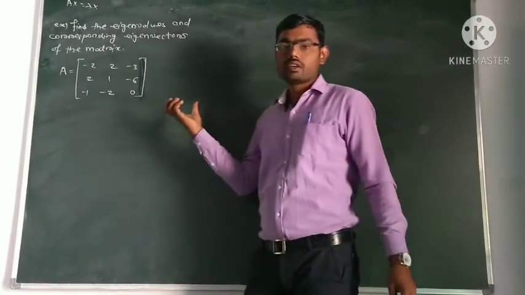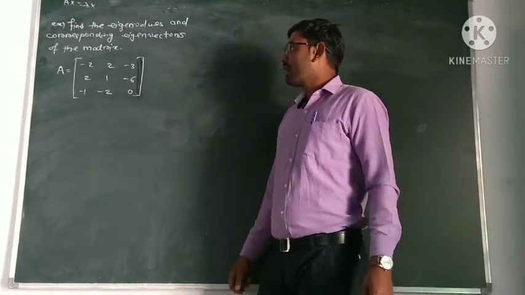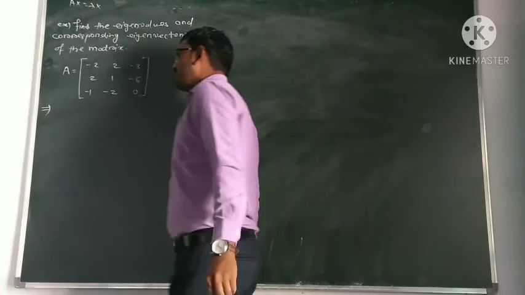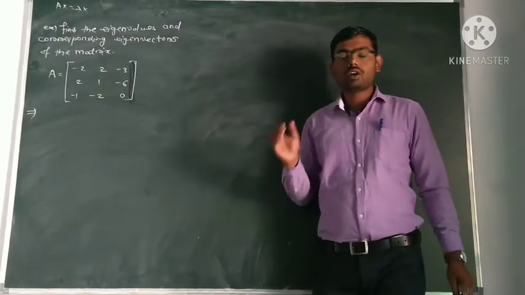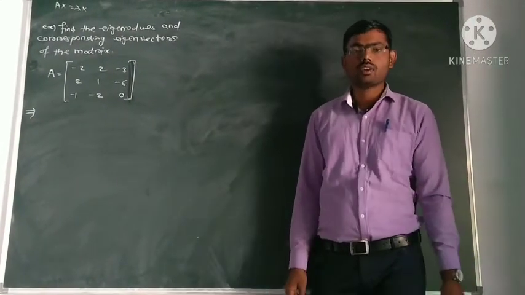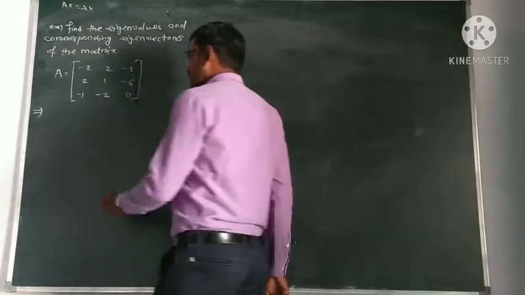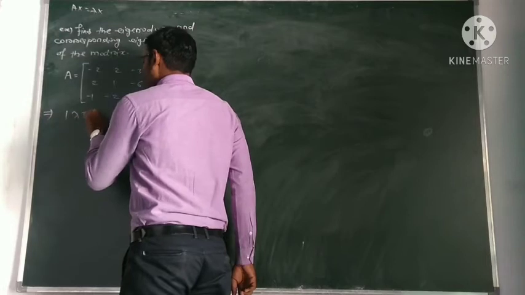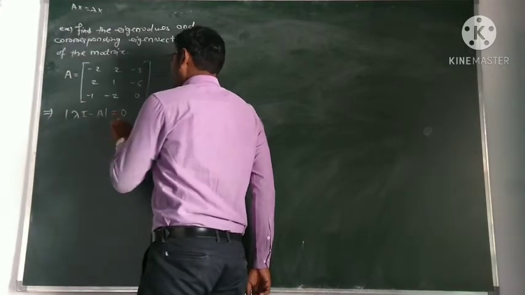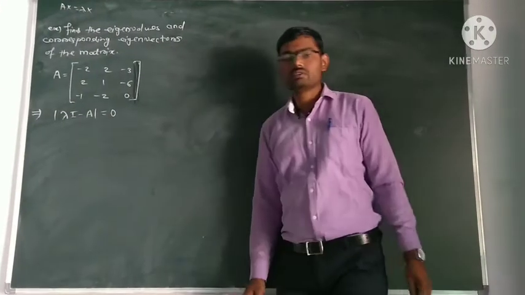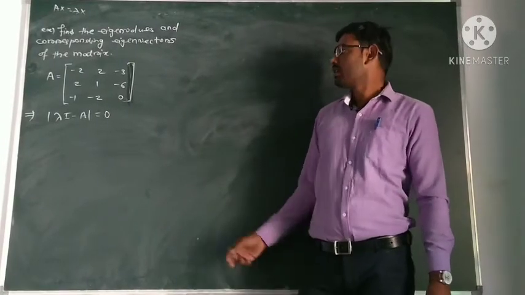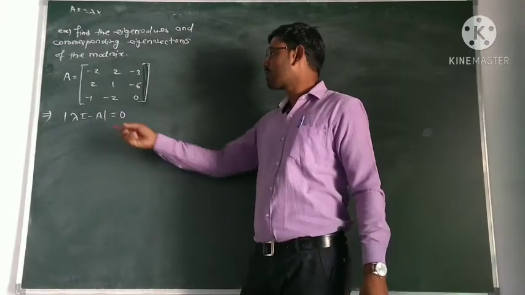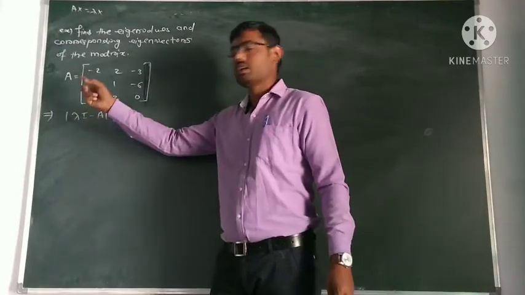this matrix to find the eigenvalues. Okay. So how to find eigenvalues? We know that to find the eigenvalues, we have to focus on the characteristic equation of the matrix. What is the characteristic equation? The characteristic equation is determinant of lambda I minus A is equal to 0. Okay. This is the characteristic equation. Now we have to solve this equation to get the value of lambda.